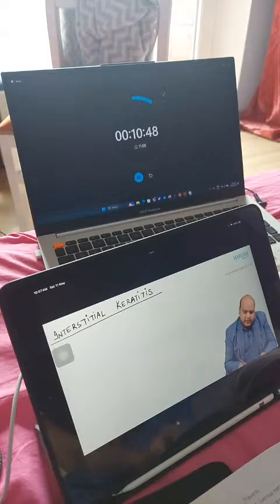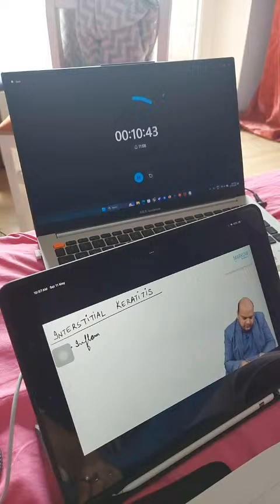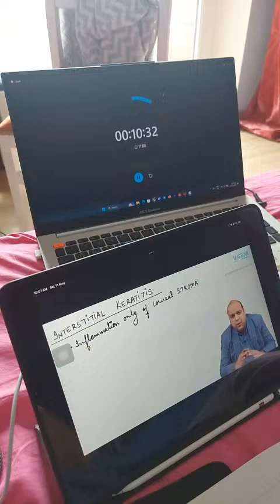From the name itself, it is very clear. Keratitis means inflammation of the cornea, and interstitial means between. So, inflammation only of the corneal stroma. No other part of the cornea will be affected ever. It does not progress to involve the epithelium or endothelium. Only the stroma gets inflamed.